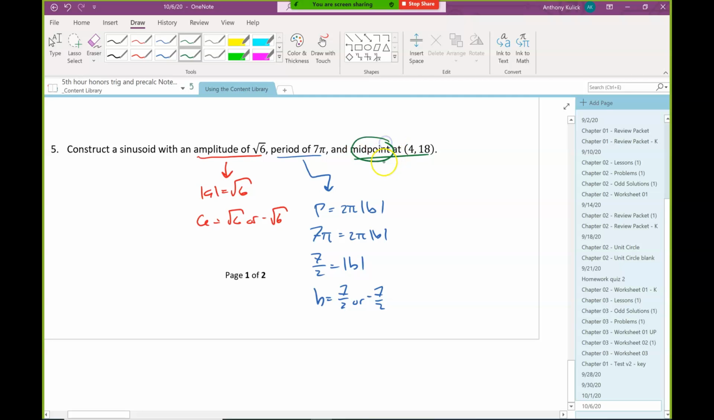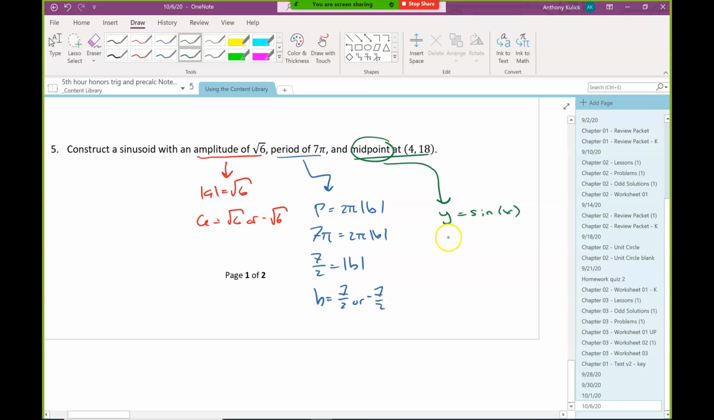So because I'm working with a midpoint here, I would use the sine function instead of a cosine function. If I'm given an extrema like a max or min, I would use a cosine function. Not that you have to do that, but it makes finding the h ever so much easier if you do that, which is really the trickiest thing typically to find, is that value for h.